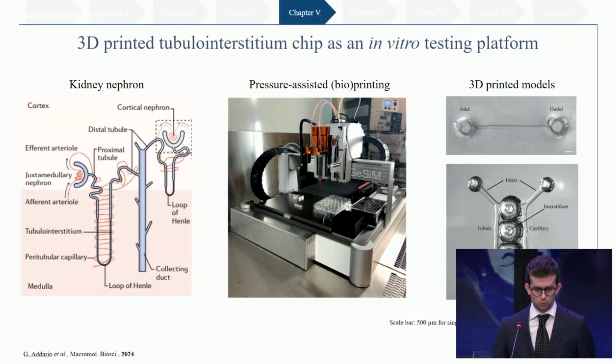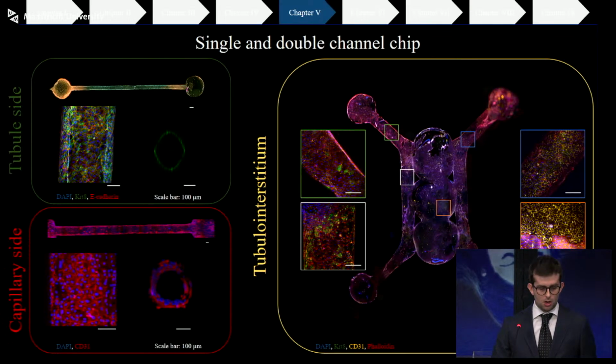Then we used an extrusion-based system in chapter 5. Once again, we started from mimicking the proximal tubule and also the capillary side by 3D printing a single-channel system. And also, we focused on the tubular interstitium. So we were able to print two channels with a gel compartment in the middle, and this overall structure actually can mimic the tubular interstitium.